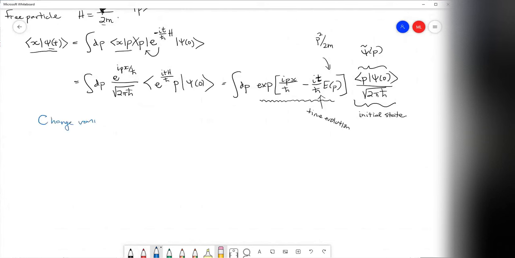There's a lot of H bars running around. So what we typically do is we define k, the wave vector, which is p over H bar, so that you don't have this p over H bar running around. And then you'd also define an angular frequency omega of k, which is just the energy divided by H bar. Again, to get rid of this H bar, right?